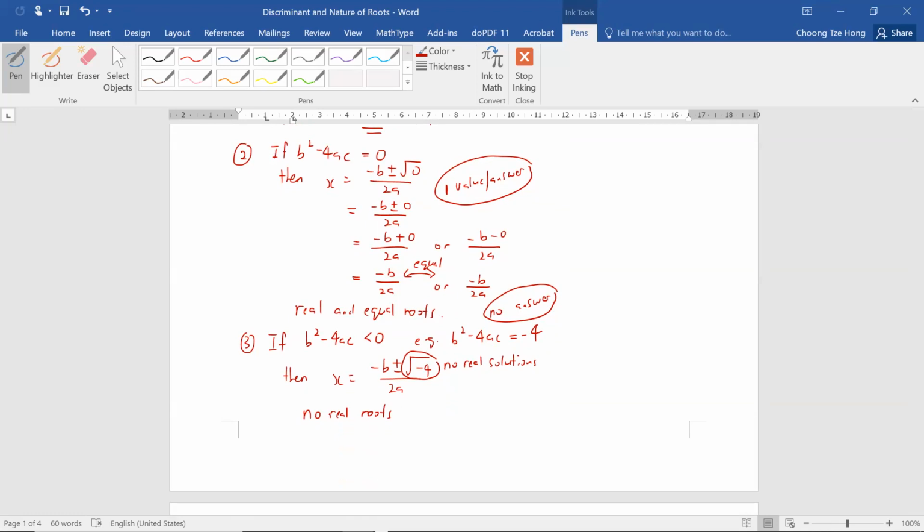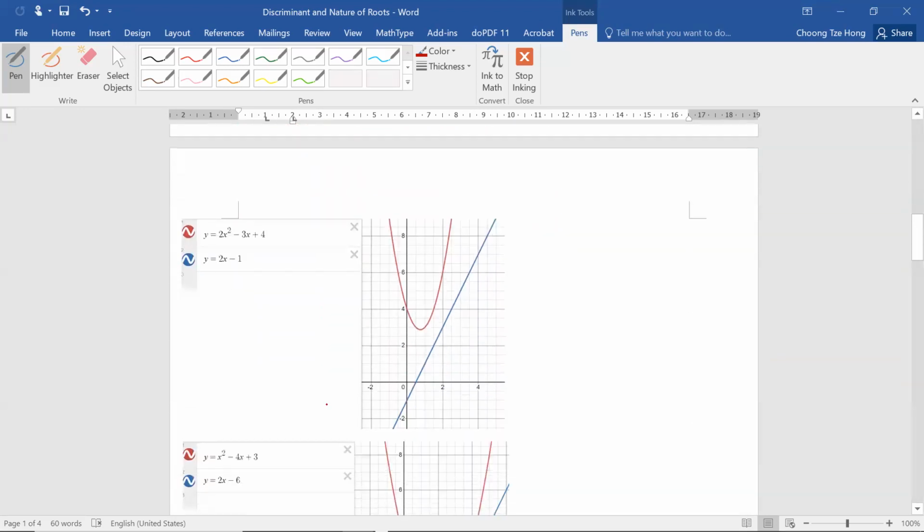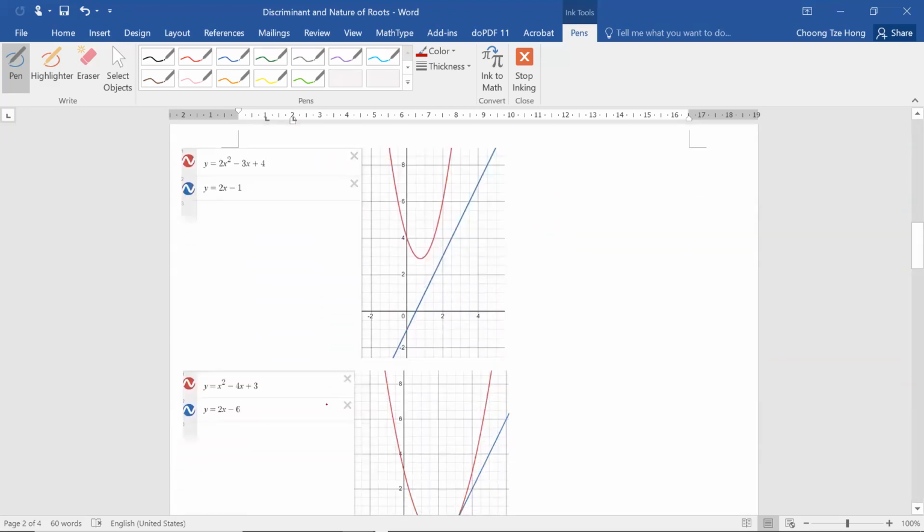All right. Okay, so the next thing that I want to talk about will be to move on to something more visual. So over here we have the first scenario. We have a curve, and the equation of the curve is shown over here. So it's 2x squared minus 3x plus 4, and the equation of the line, the blue line, is 2x minus 1. So over here you can see that the line and the curve do not touch one another.